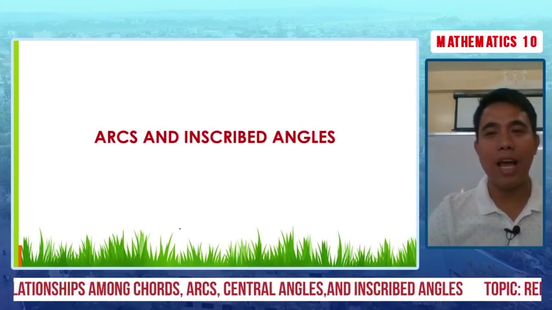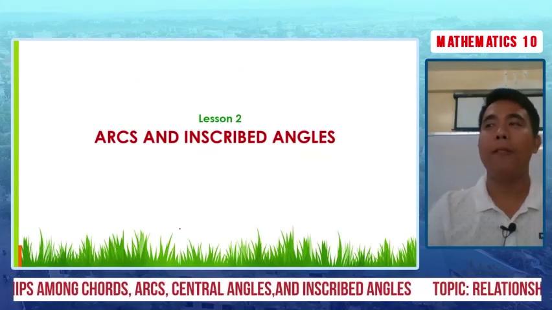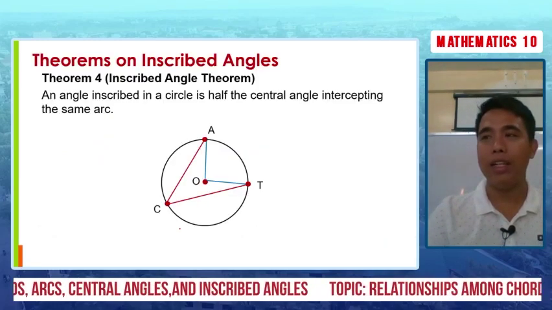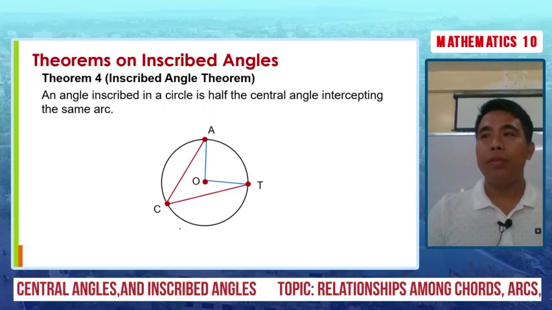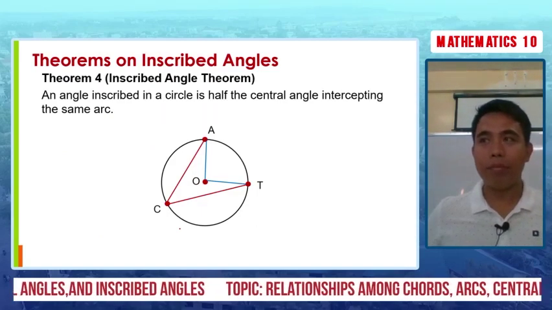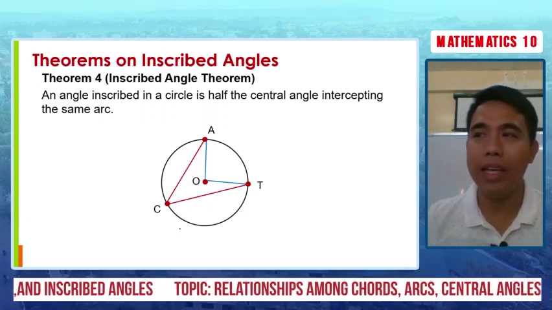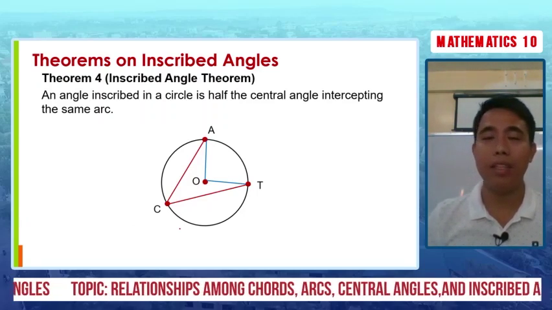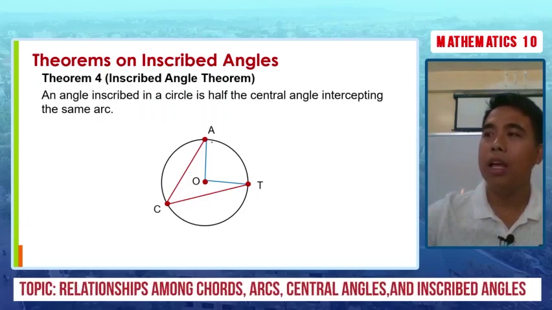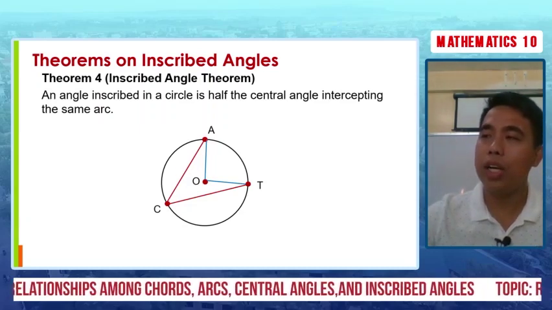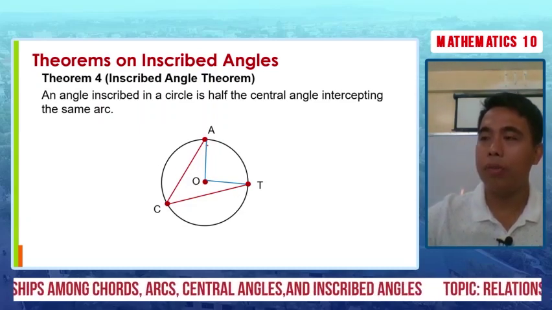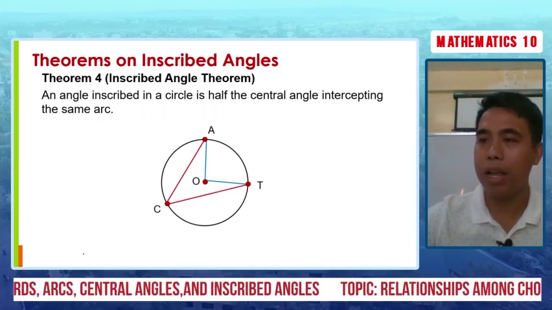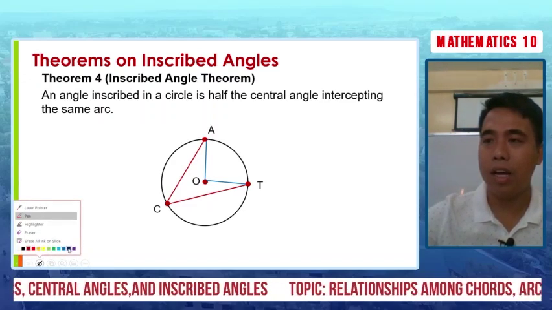Now, let's proceed sa ating lesson 2. And this is about relationships among arcs and inscribed angles. So, let's proceed now to Theorem 4. Inscribed angle theorem. An angle inscribed in a circle is half the central angle intercepting the same arc. Anong ibig sabihin yan? Kapag daw yung circle natin, circle O, and this inscribed angle and central angle intercept the same arc. Pareho yung in-intercept na arc.